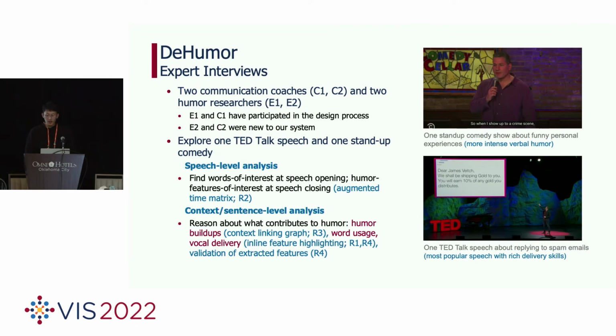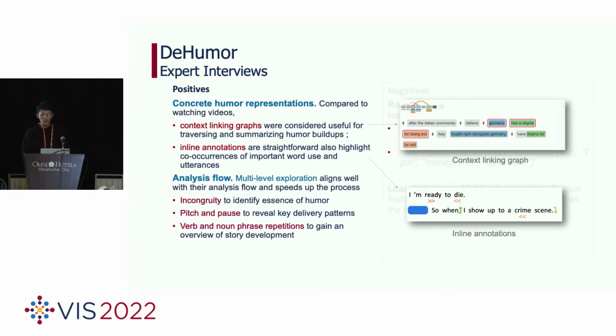We conducted case studies and expert interviews for system evaluation using a TED Talk and stand-up comedy. For each speech, they need to find words of interest at speech opening, humor features of interest at speech closing. When analyzing each snippet, they need to reason about what contributes to humor. According to their feedback, they appreciate the context linking graph for traversing and summarizing humor buildups. They especially like the straightforward inline annotations. Moreover, the multi-level exploration aligns well with their analysis flow.